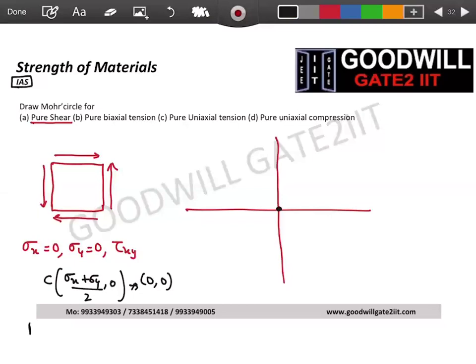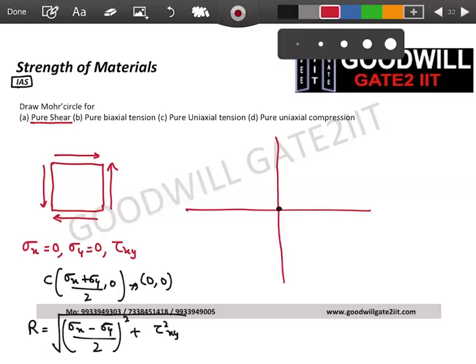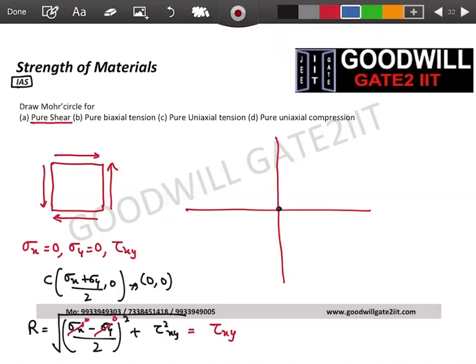Next, what is the radius of Mohr circle? It is the square root of (sigma x minus sigma y divided by 2) whole squared plus tau xy squared. Now in this case, sigma x is 0, sigma y is 0. If you solve this, your radius comes out to be tau xy. So you have a circle with center at origin and radius as tau xy, which is a number. Tau xy will be 20 MPa, 50 MPa, whatever in the numerical. This is my radius, and with this radius, I'll simply draw a circle.